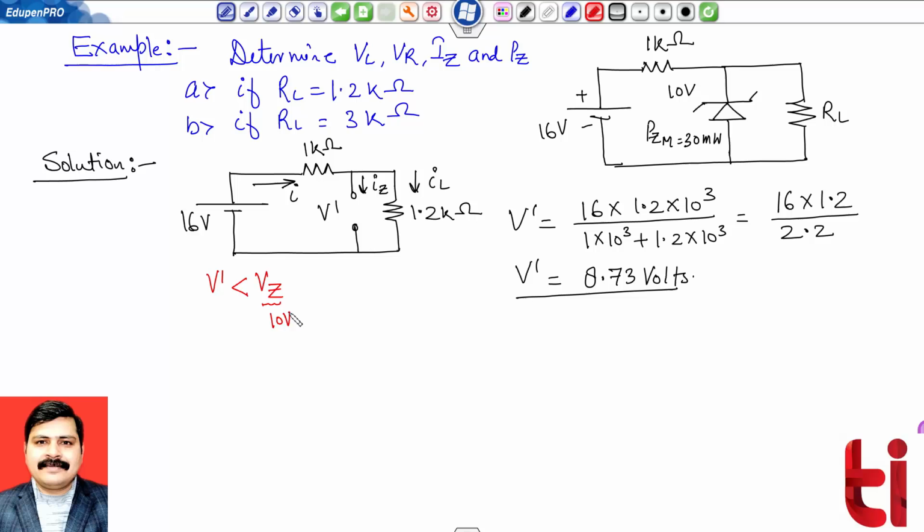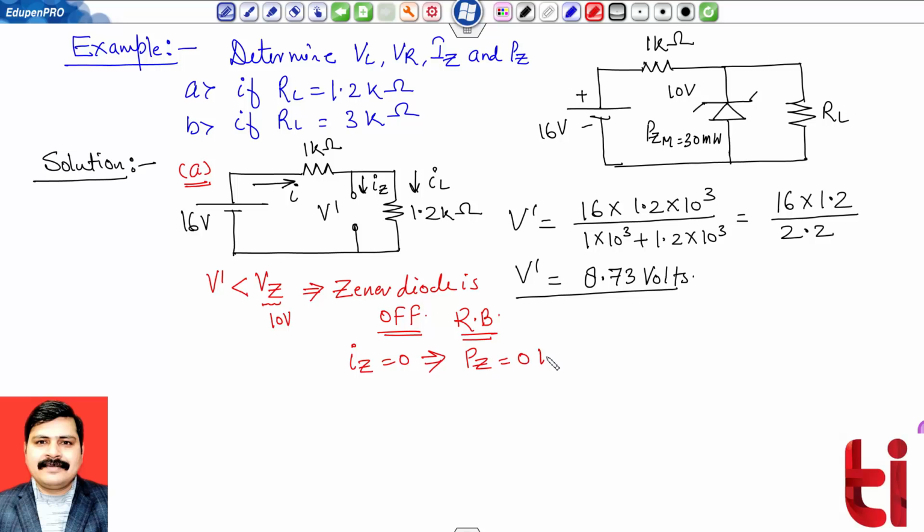This was given as 10 volt. So this indicates that the Zener diode is off. My Zener diode is off in this case. And this is my part A. As it is off, that means it is working in reverse bias mode of operation. If it is off, that means IZ equals 0. If IZ equals 0, that means PZ will also be 0 watt, because it is IZ into VZ.